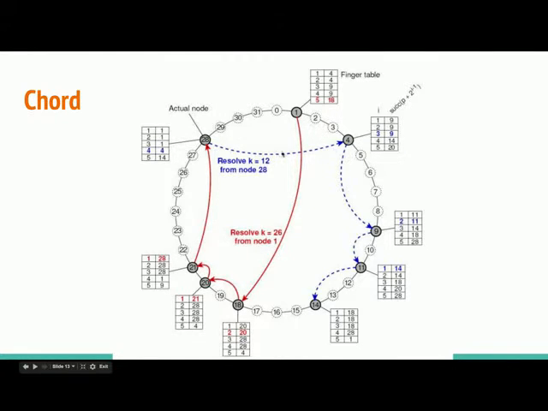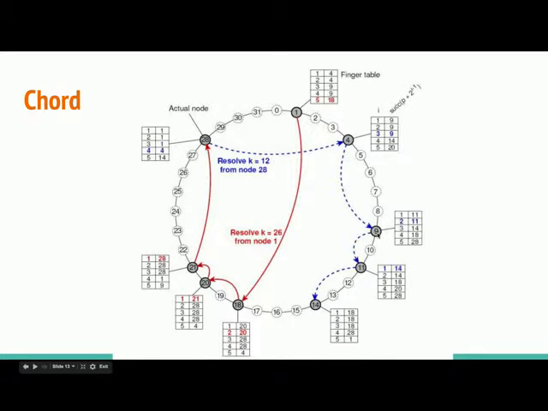This dotted line, a blue dotted line. So we ask node 28 to see where's 12. It will ask its table to see who is the nearest one before it, which is 4. Then 4 will see who is the closest one that's before 12. It's 9, so we ask 9.